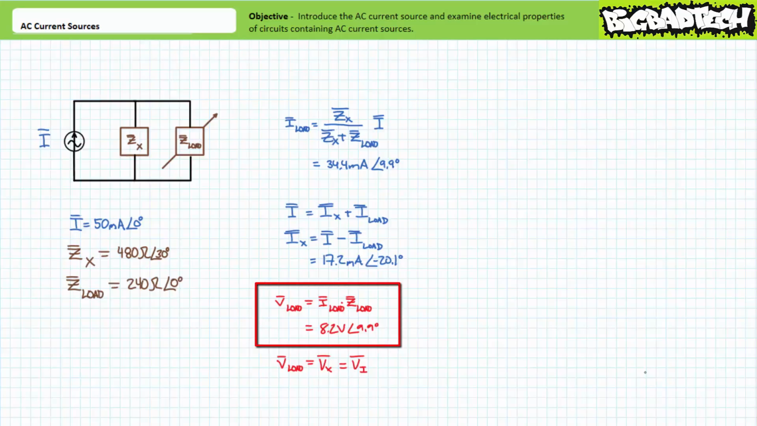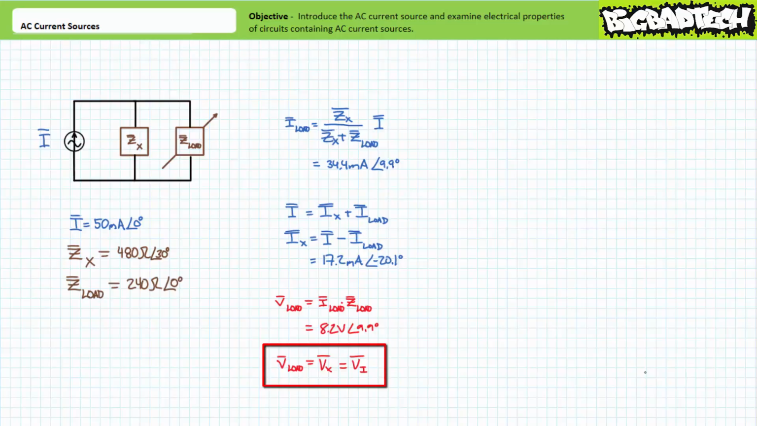An application of Ohm's law demonstrates the voltage across the variable load impedance to be 8.2 volts at an angle of 9.9 degrees. Since the fixed impedance is in parallel with our variable load impedance, it can be said, no calculations needed, that voltage across the fixed load impedance is also 8.2 volts at an angle of 9.9 degrees. Voltage across elements in parallel is the same. This is the most fundamental property of parallel circuits.